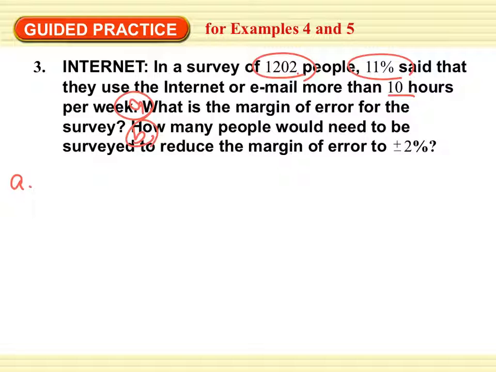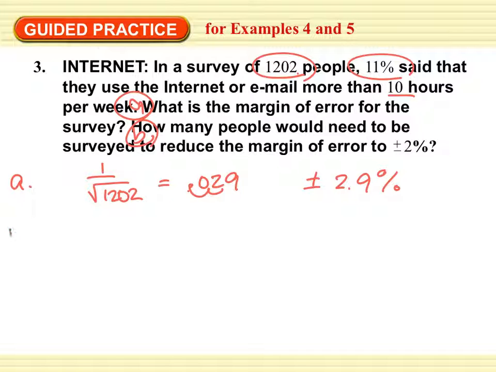First of all, for A, I'm going back to the equation. My margin of error is 1 over the square root of 1,202, and that gives me 0.029. So the margin of error is plus or minus 2.9%.